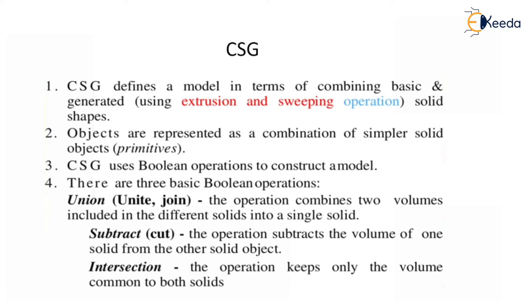Union joins the volumes of two different solids into a single solid. Subtract cuts, that means it subtracts the volume of one solid from the other solid object. Intersection keeps only the volume common to both solids.